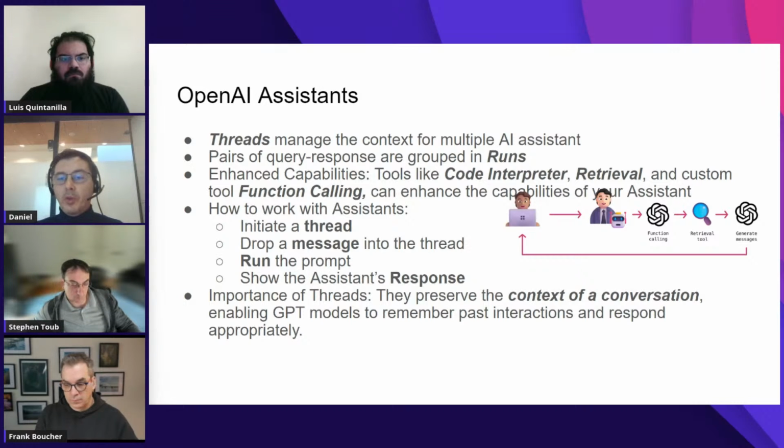But how does this work? So we initiate a thread. This thread is not dependent on any assistant. We initiate the thread, and then we can assign assistants to this thread in order to make the context visible between the assistants. So they share the same memory now. And this opens more opportunities on how they can collaborate.